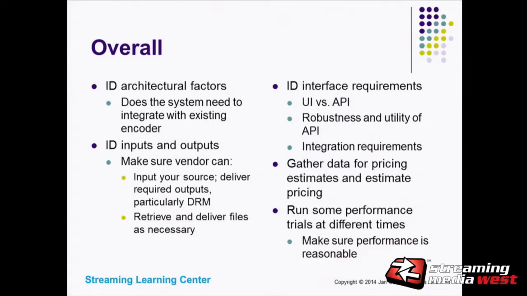So from my perspective, when I'm looking at cloud encoders, most important to me is, does the system need to integrate with existing encoders? The input-output side is always going to be critical. Can it retrieve and deliver files that you need? And again, on the output side, DRM is going to be a sticking point with a lot of the cloud encoding services. Make sure it meets your interface requirements, UI versus API. Gather your data for pricing estimates.